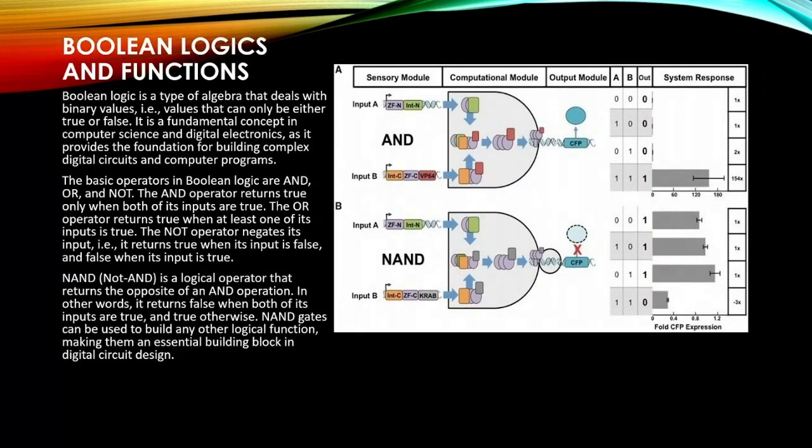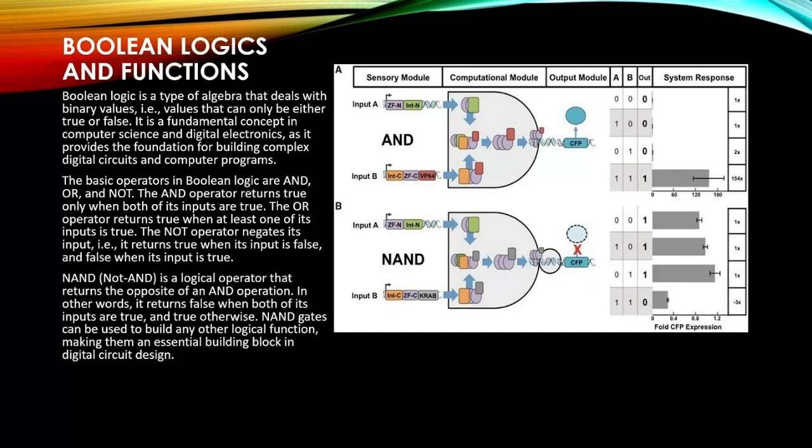Next, Boolean logic and functions. Boolean logic is a type of algebra that deals with binary values, and it has only two values, true, false, or 1 or 0. Basic operators of Boolean logic are AND, OR, and NOT, etc. AND generally returns true when both the inputs are true, or OR returns true when at least one of its inputs is true. NOT is basically negation of the input.